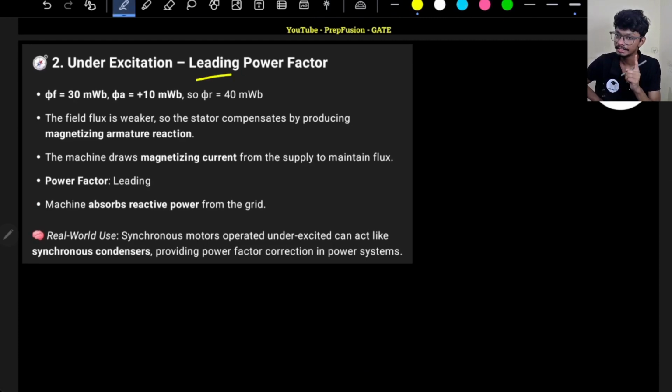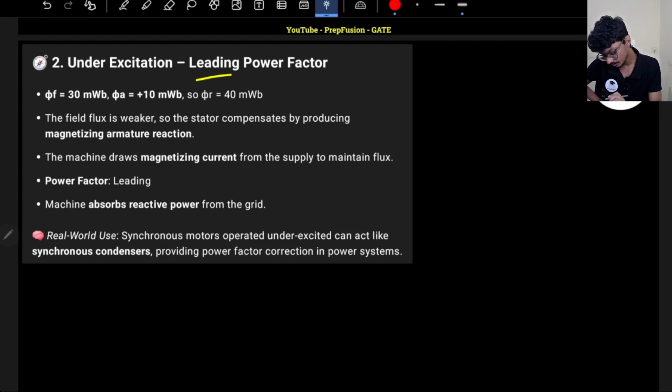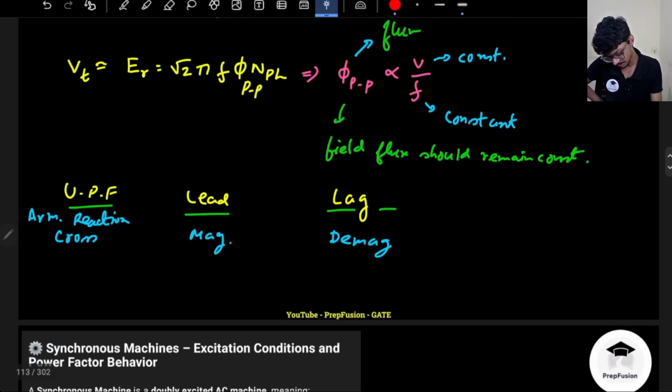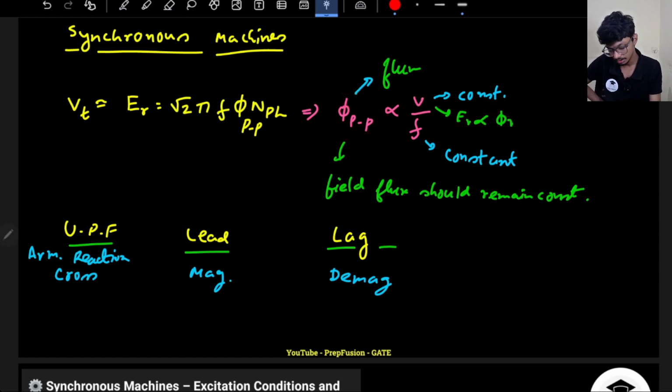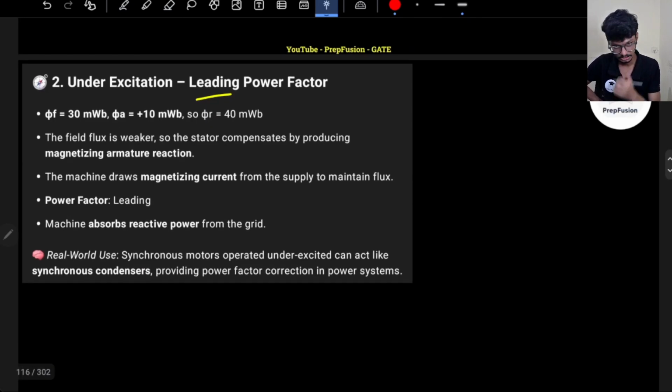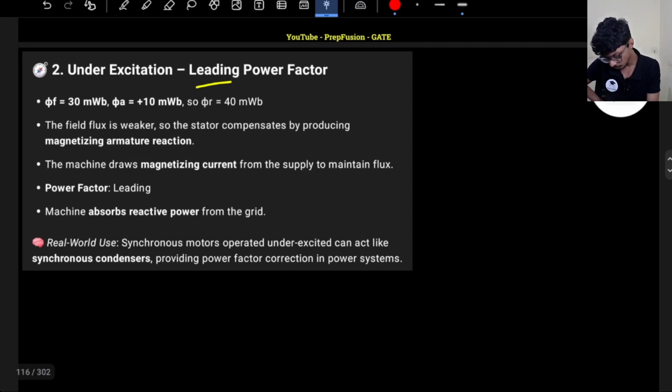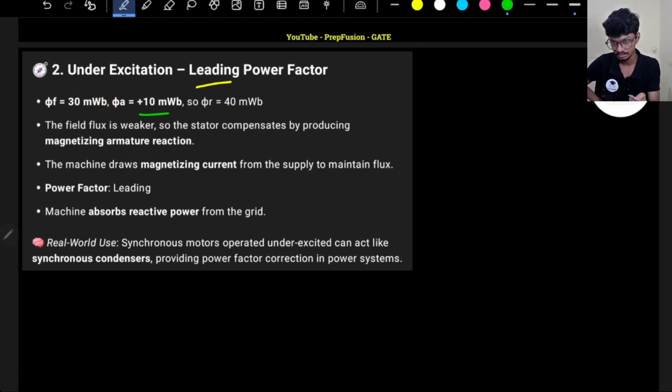For leading, what I told you was that the effect was magnetizing. This voltage depends on ER, and ER depends on the phi r flux. So for a capacitive load, even if the field flux is 30 milliweber, and due to armature reaction the armature flux is 10 milliweber, both of them will be additive in nature because it is magnetizing. So overall the resultant flux along the field flux direction will be 40 milliweber.